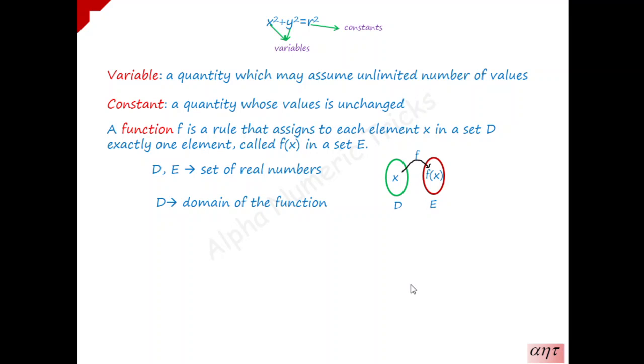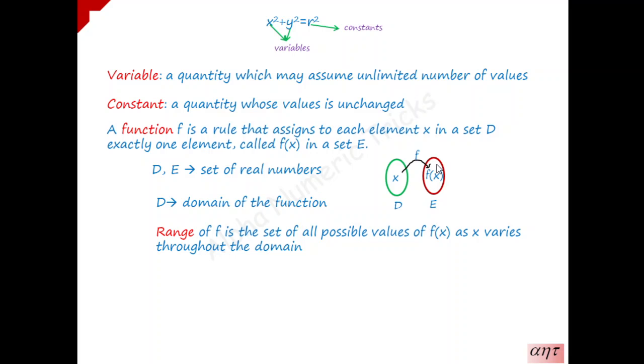And how will you define a range then? What is the range? How will you find out the range? The range of the function is the set of all possible values of f of x. Here, the set of all possible values of f of x when x changes, that is the range. In this domain, when x changes, the possible values of f of x are considered as the range of this function f.